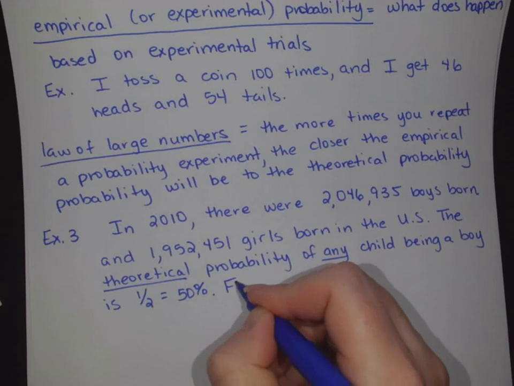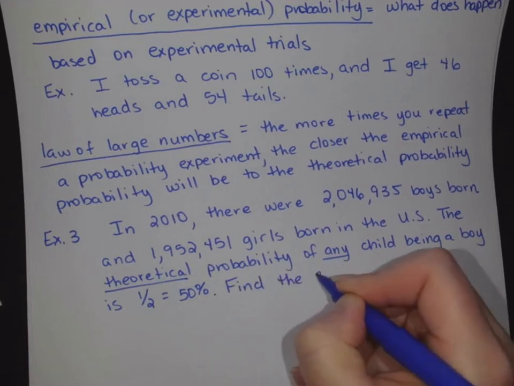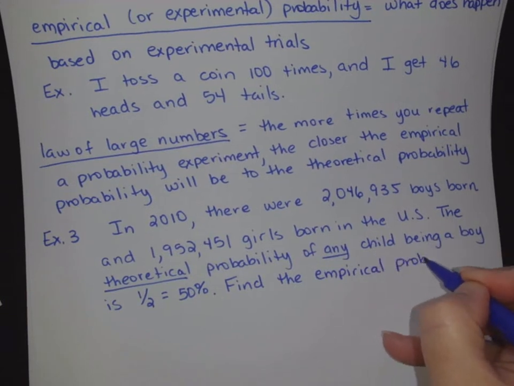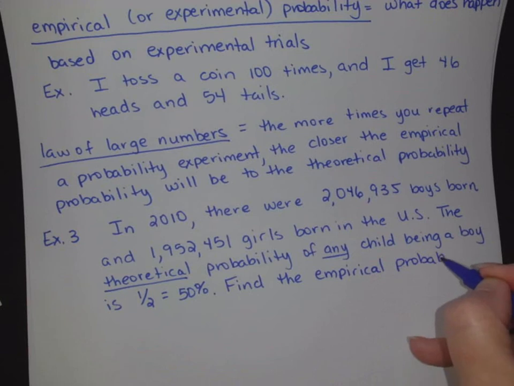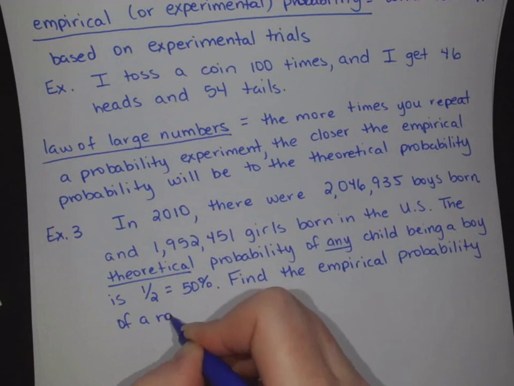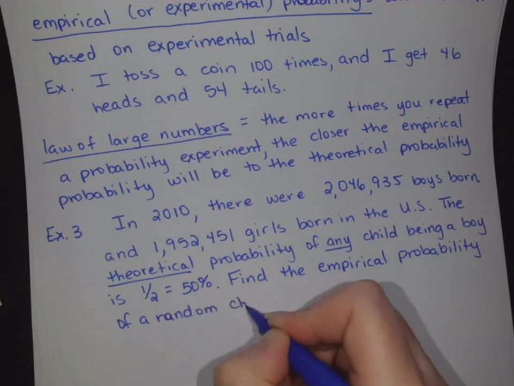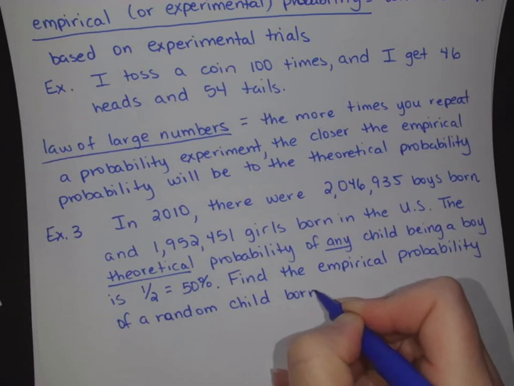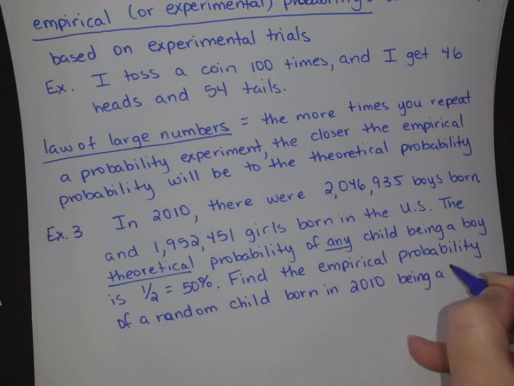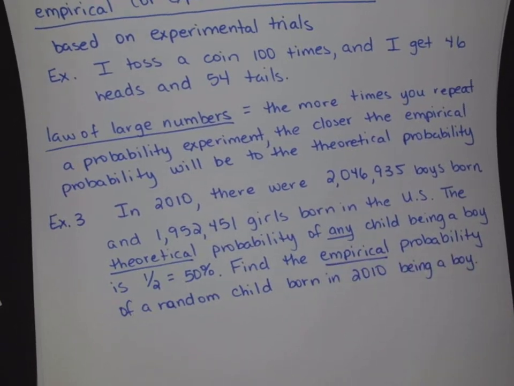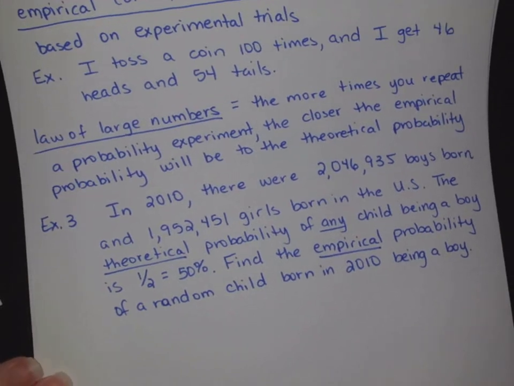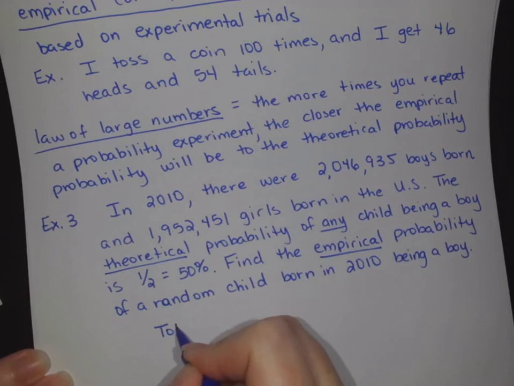Okay, but I want you to find the empirical probability of a random child in this year being born a boy. In other words, maybe the census has a list of all the children born, and you're just going to close your eyes and point at one of them, and you're going to open your eyes and see, was that a boy or was that a girl? So the point is, empirical means the same thing as experimental. And so first we're going to need to have a total. Okay, so we're going to need to figure out what the total is.